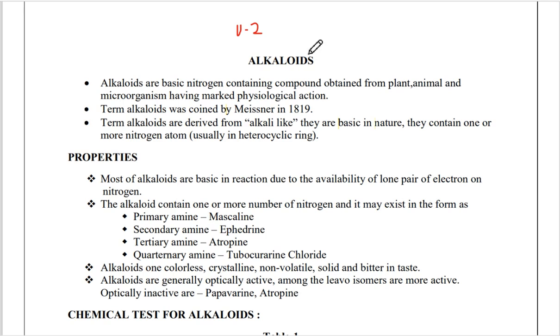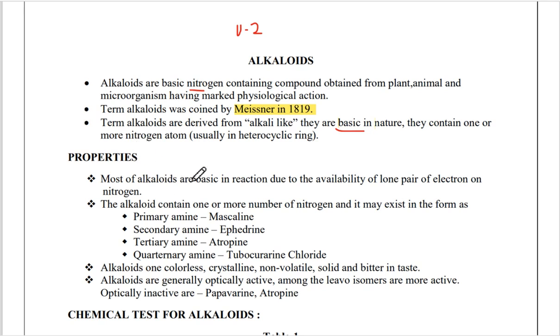Chemically, talking about their structure, these are basic nitrogen containing compounds. That means the heterocyclic ring must have nitrogen, obtained from a plant, animal, or any microorganism, having a marked or specific physiological action. The term alkaloids was coined by Meissner in 1918. It is derived from alkali-like, that is, basic in nature, as they contain one or more nitrogen in the heterocyclic ring.